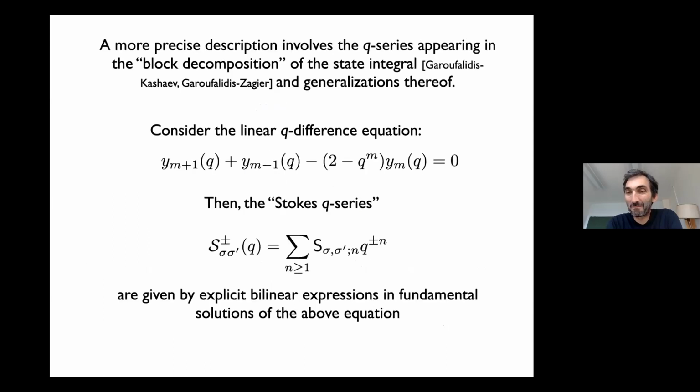Now, if you want a more precise description of all these integers, what we found, inspired by this observation, is to look at an auxiliary description of the state integral, which is called the block or the holomorphic block decomposition. In the case of simple hyperbolic knots, this was worked out by Garoufalidis and Kashaev, and in particular by Garoufalidis and Sauzin, and this was the key thing to actually characterize these integers.